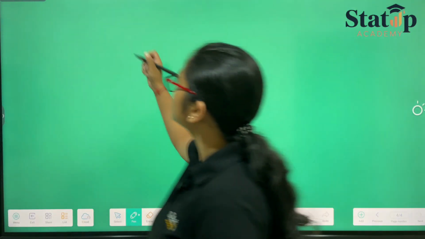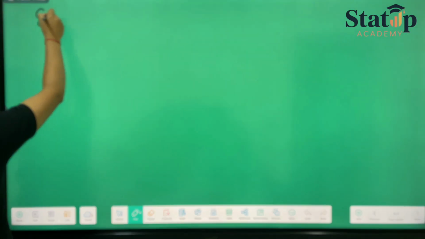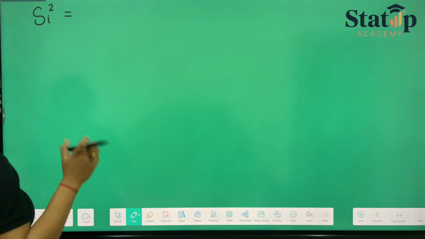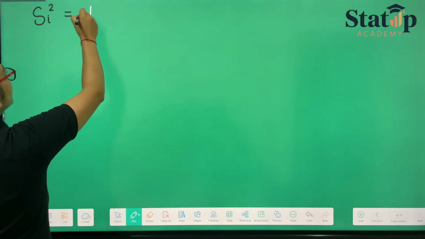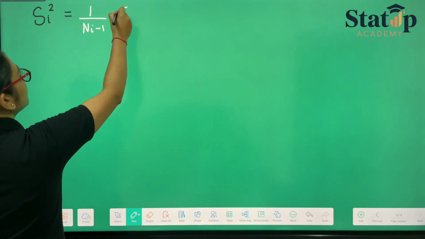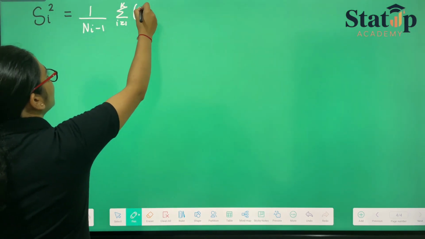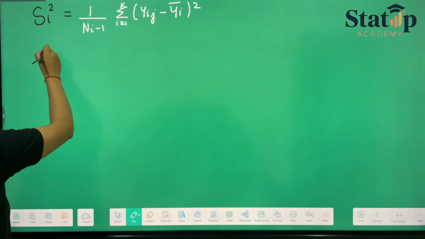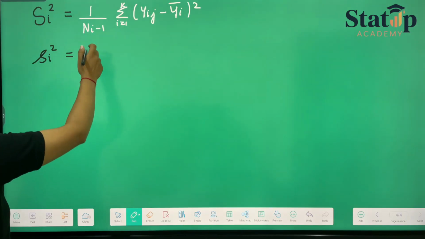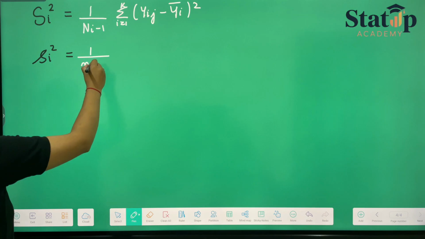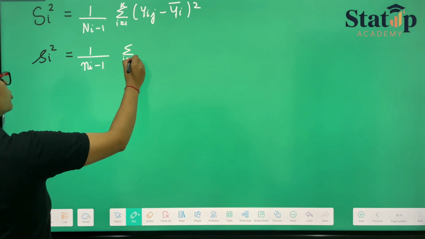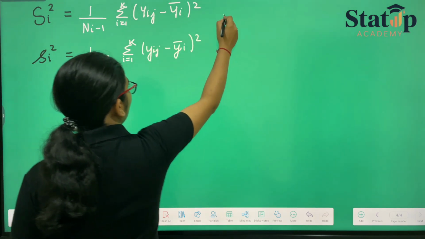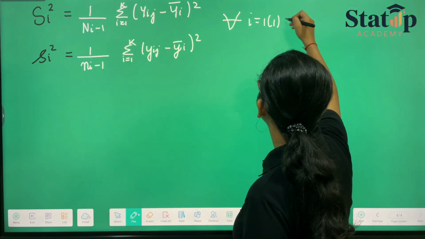Then the third one is the variance of the ith stratum, which is nothing but 1 upon capital Ni minus 1 summation of yij minus y bar I whole square, and the variance of the ith sample, which is nothing but 1 upon small ni minus 1 summation of yij minus y bar I whole square, for all i goes from 1 to k.